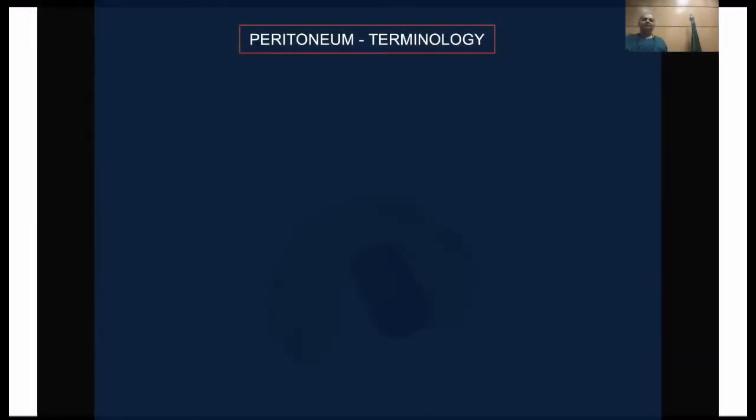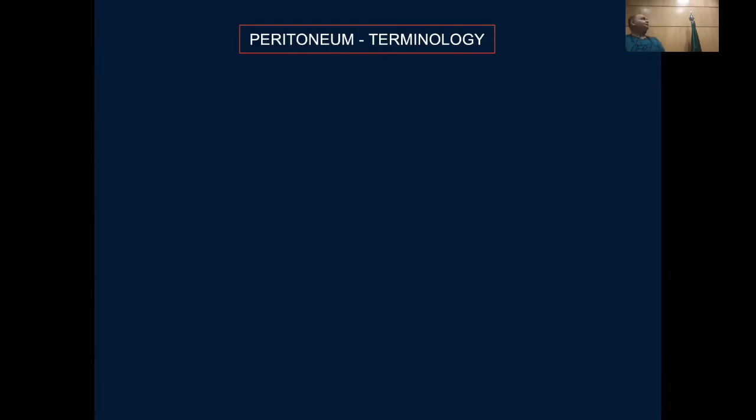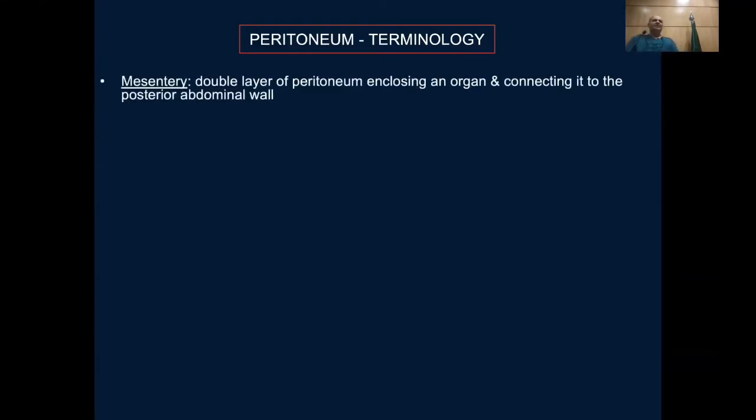So now, the terminology. What terminology do we need to know? Mesentery. What is a mesentery? A double layer of peritoneum which encloses an organ and connects it to the posterior abdominal wall. What's that? We don't understand.